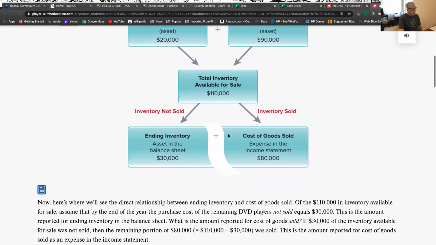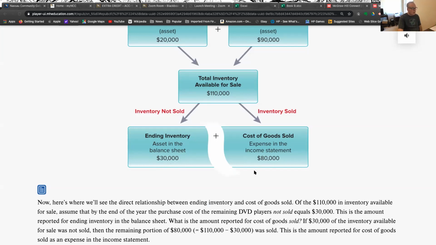If you look at how much inventory you have at the end of the period, $30,000, how do you arrive at that number? Well, you count it, right? And that's, again, the third part of the chapter. We're going to talk about how you get to this $30,000, but you count it and say it adds up to $30,000. 110 minus 30 is 80. Cost of goods sold is $80,000.